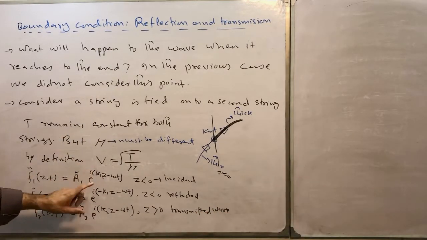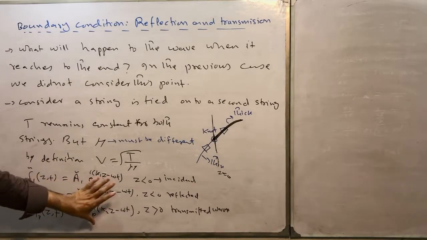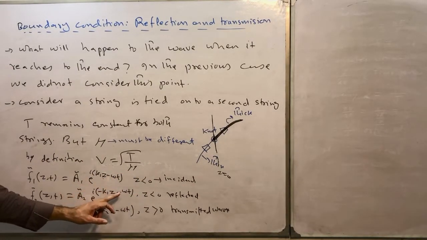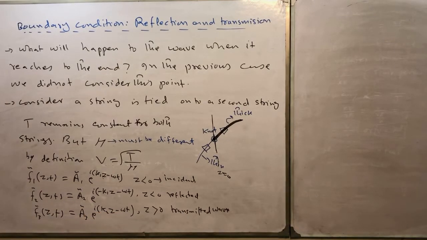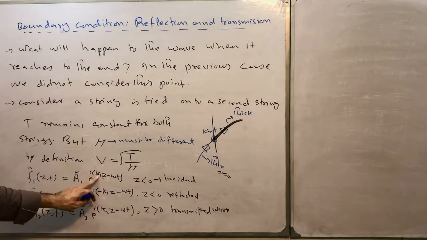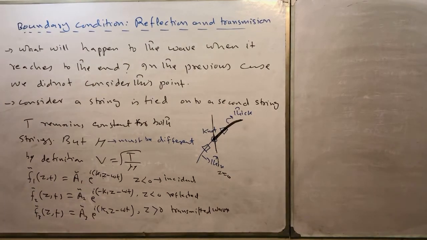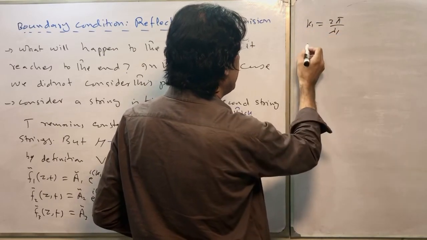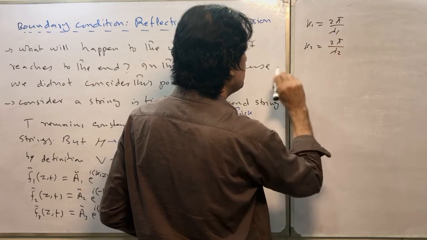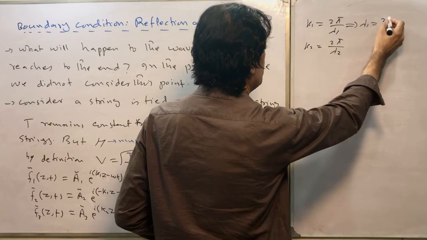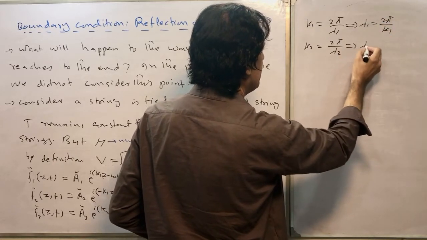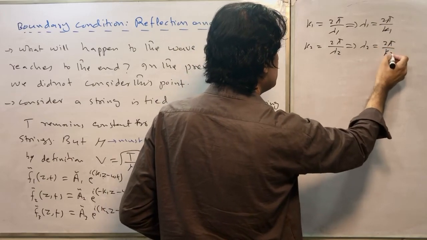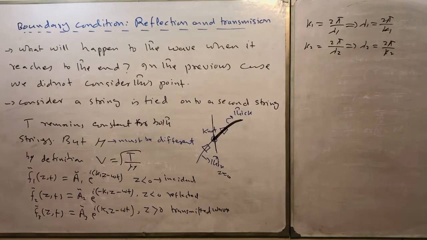It should be noted that all the parts of the system are oscillating at the same frequency. So we have considered omega, omega, and omega. Also, wave velocity is different in the two strings, as well as wavelength and wave number, because this is k1 and this is k2. The wave number k1 is equal to 2 pi divided by lambda 1, and k2 is equal to 2 pi divided by lambda 2. Then lambda 1 is equal to 2 pi divided by k1, and lambda 2 is equal to 2 pi divided by k2. So this will be the situation.